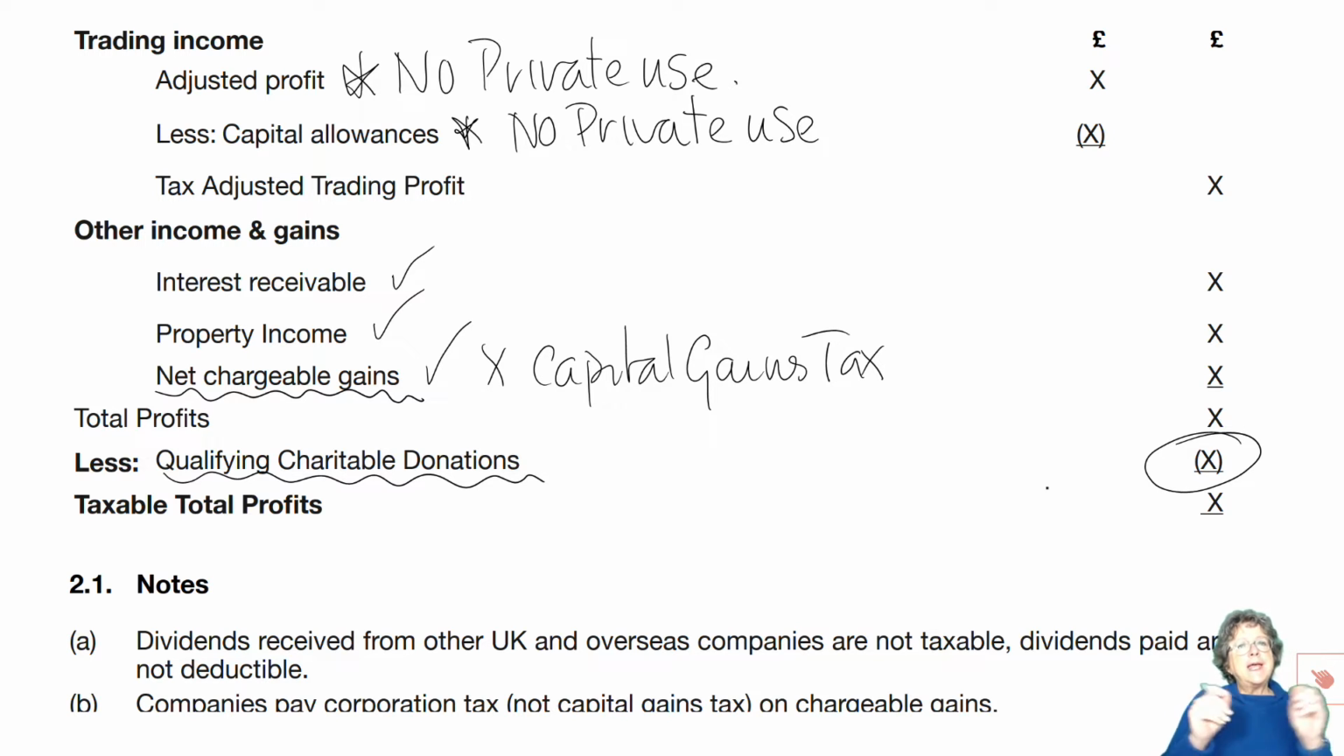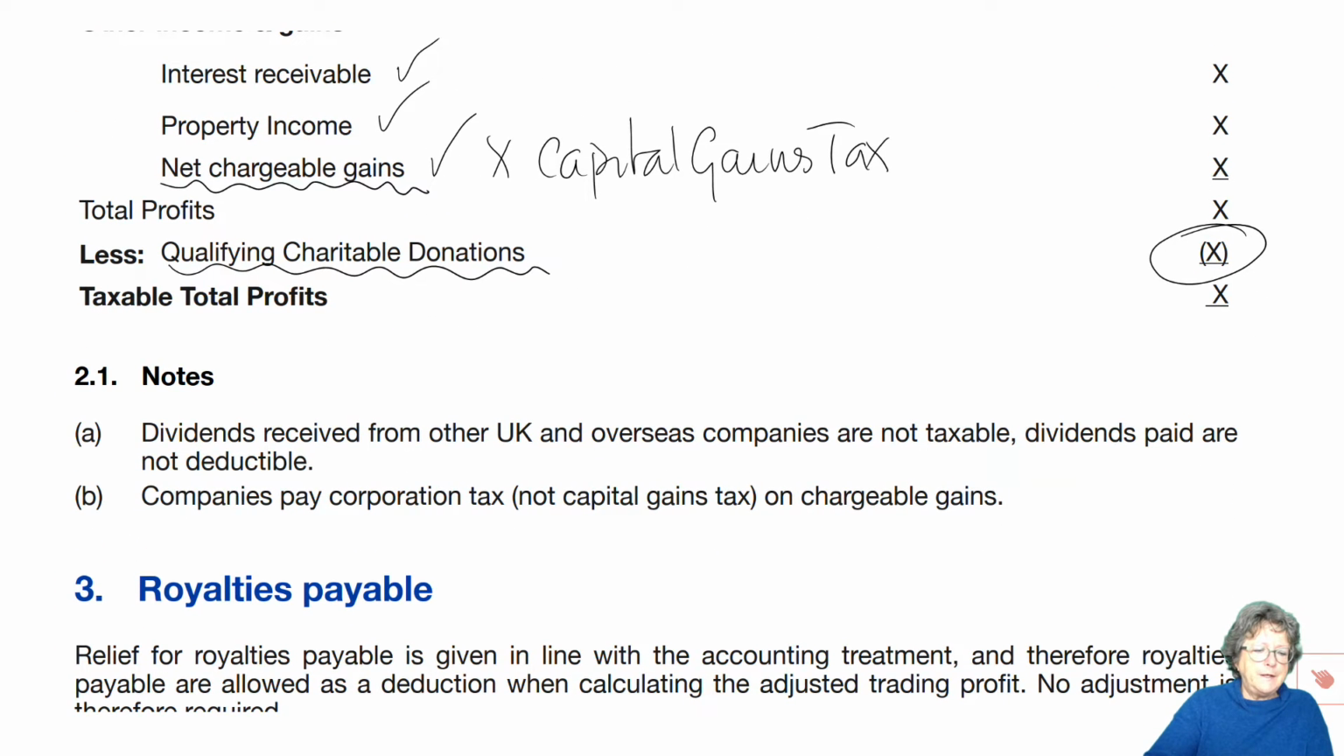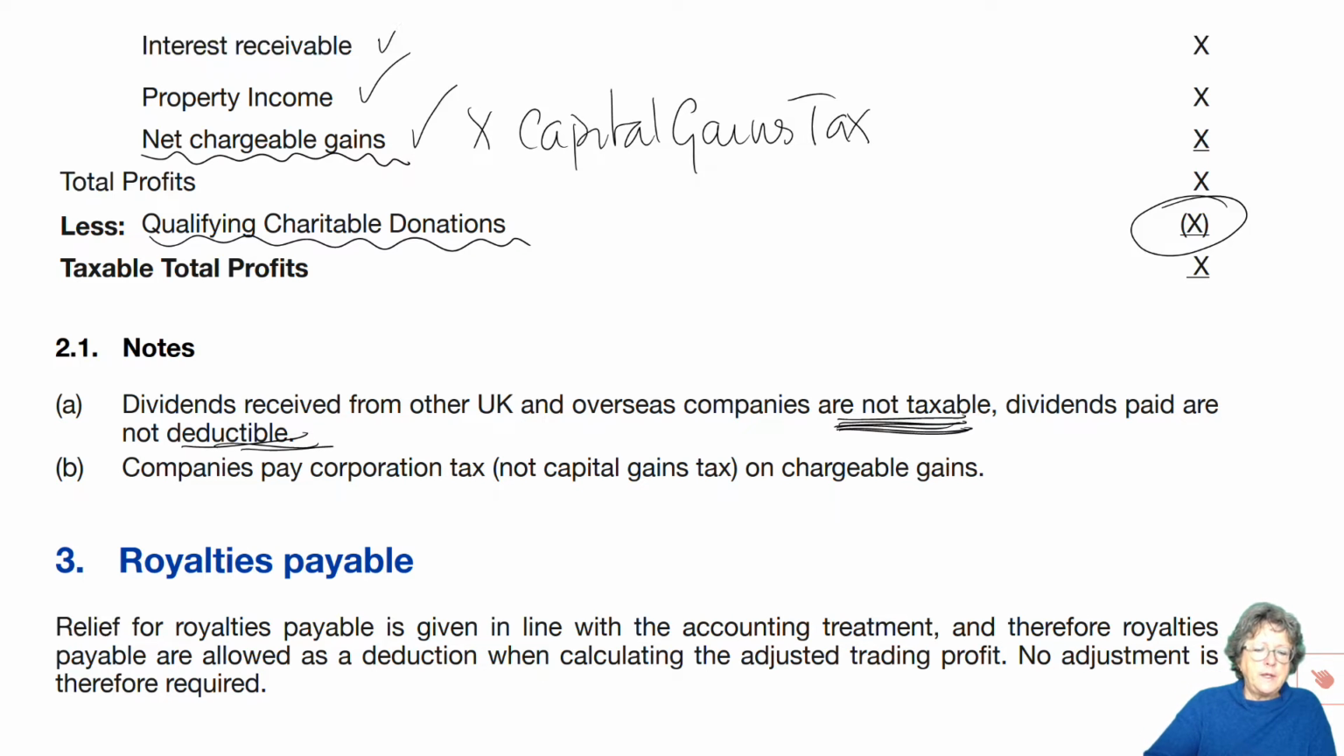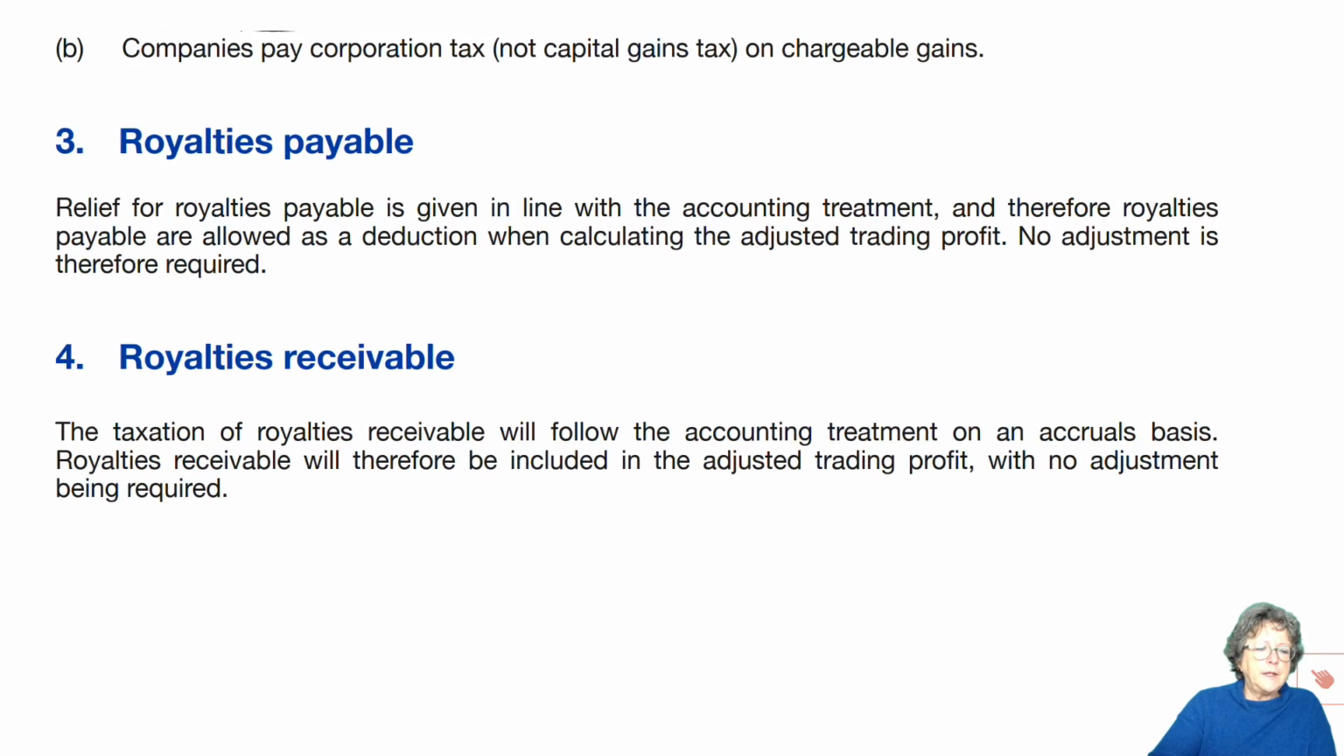Now that's slightly different from an individual. An individual would get their basic rate band extended and their higher rate band extended by a gross gift aid payment. Here you deduct it from the adjusted profits as you would for an individual, and then you give relief for it in full under the total profits. That will then give us TTP. Notice, dividends received are not taxable. Dividends paid are not deductible. And obviously corporation tax is paid on gains and not capital gains tax.